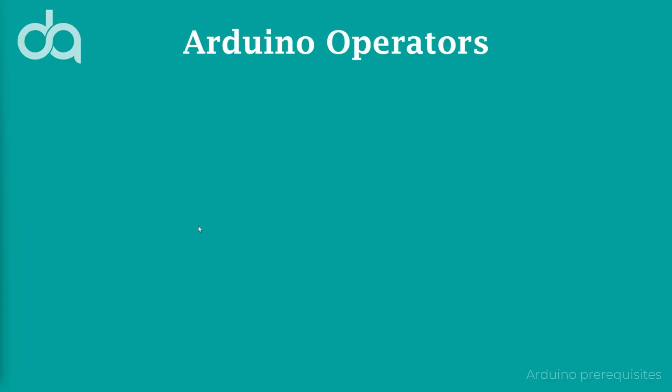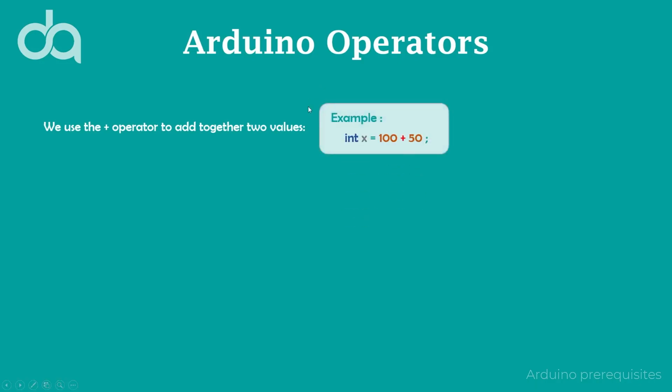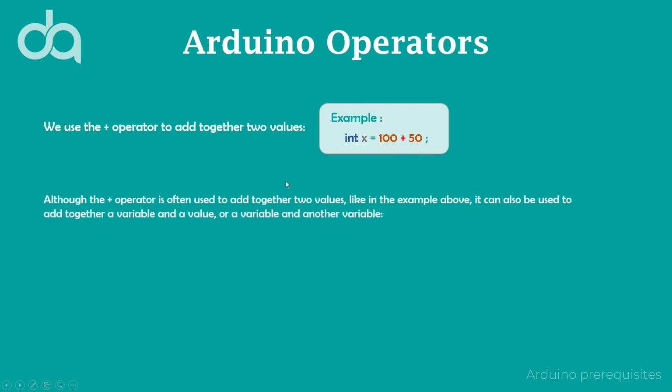Okay guys, operators are used to perform operations on variables and values. For example, here we use the addition operator to add together two values. Here is an example: int x = 100 + 50, and that's it. Although the addition operator is often used to add together two values, like in the example above, it can also be used to add together a variable and a value, or a variable and another variable.